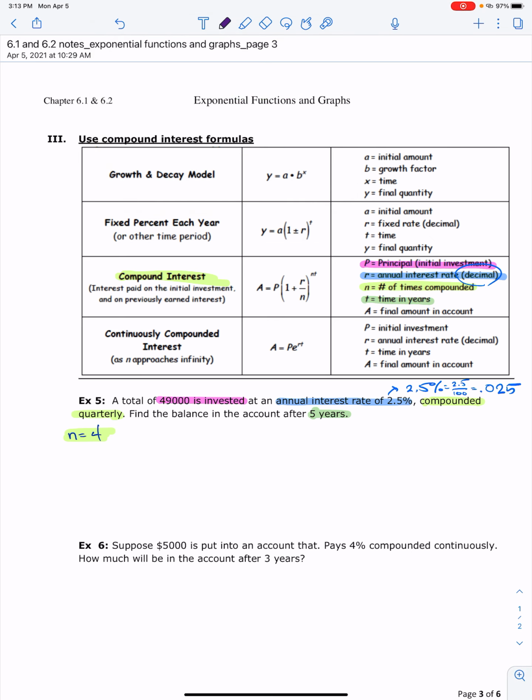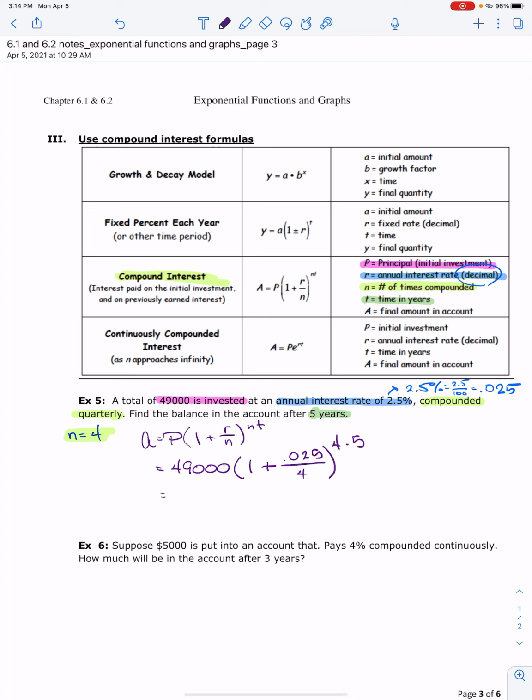And so I am using the compound interest formula. The amount is going to be P times 1 plus r over n, all raised to the nt. Our principal is $49,000. 1 plus that interest rate is 0.025, divided into 4 equal parts for our 4 compounding periods, all raised to the 4 times 5. Basically, we're calculating this 20 times over the 5 years.